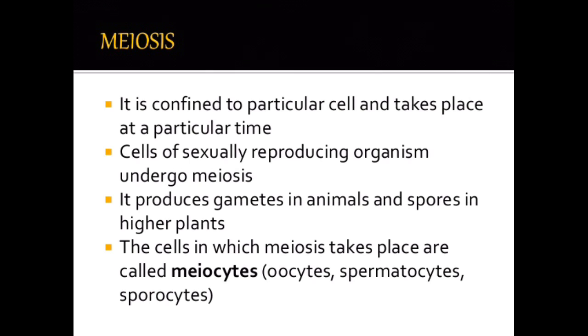It is confined to particular cells and takes place at a particular time. Cells of sexually reproducing organisms undergo meiosis. It produces gametes in animals and spores in higher plants. The cells in which meiosis takes place are called meiocytes. Example: oocytes, spermatocytes, sporocytes.